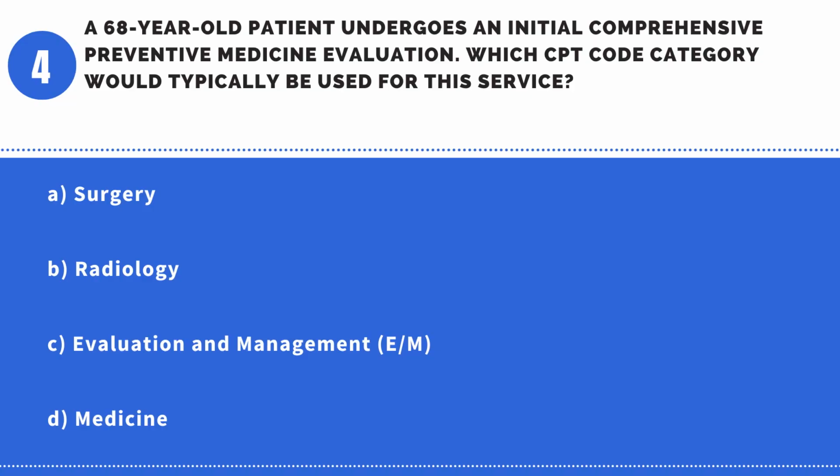Question 4. A 68-year-old patient undergoes an initial comprehensive preventive medicine evaluation. Which CPT code category would typically be used for this service? A. Surgery. B. Radiology. C. Evaluation and management, E/M. D. Medicine.